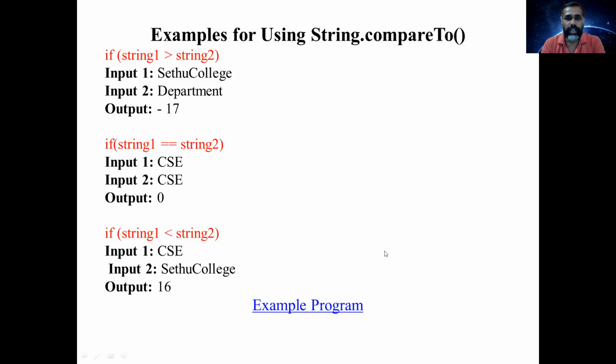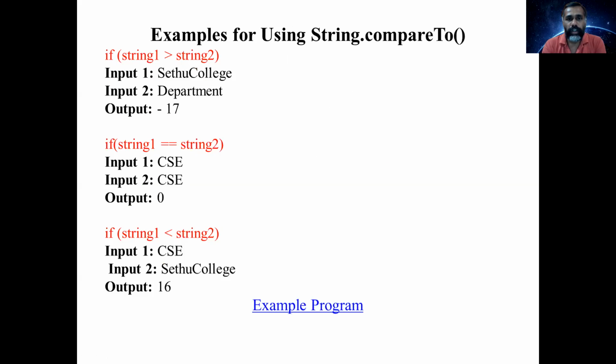So here is an example for compareTo. String 1 is greater than string 2, say the college and department. When you compare these two, it returns a negative value, minus 17. If both the strings are equal, CSE and CSE, the return value is 0. If string 1 is less than string 2, the return value is 16. So this is how we use the compareTo function for comparing two strings.